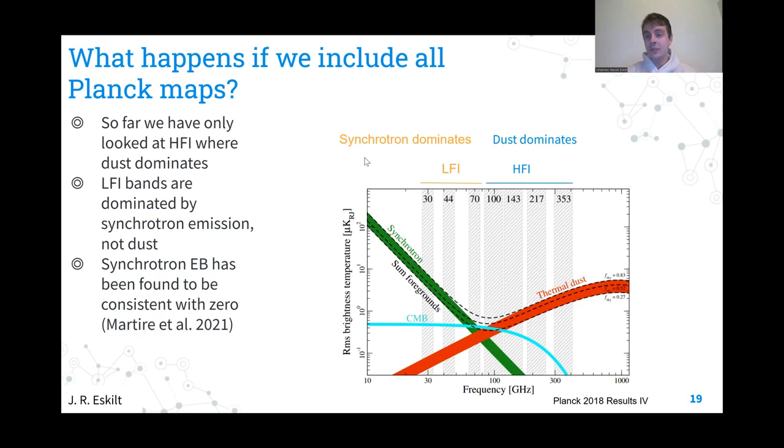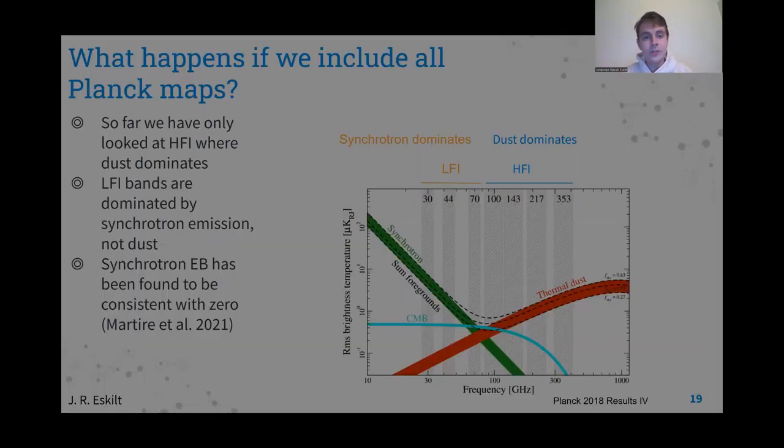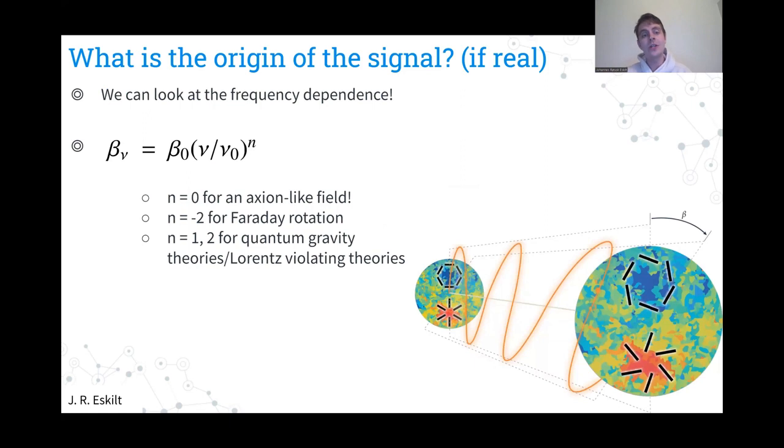So it will be very interesting if we can find the same signal in these maps, because then you cannot blame just dust EB, for example. So we tried that. We also asked ourselves the question, what is the origin of the signal if this is actually a cosmological signal? We can learn more about it by looking at the frequency dependence.